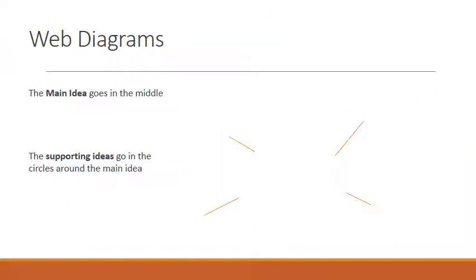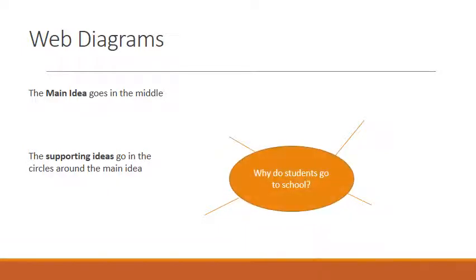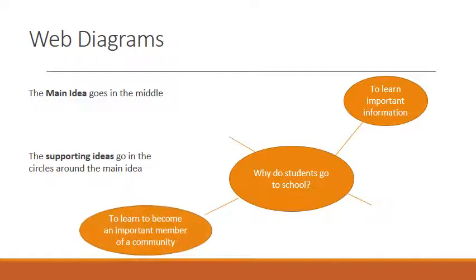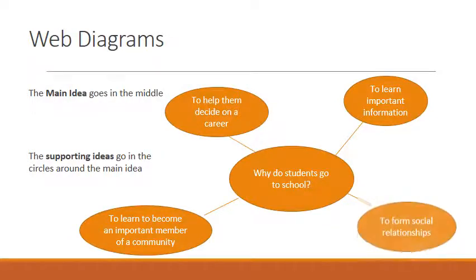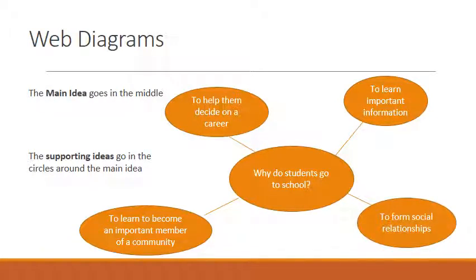When making a web diagram, the main idea goes in the middle. The supporting ideas go in the circles around the main idea. In this web diagram, the main idea is, why do students go to school? The supporting ideas are to learn important information, to learn to become an important member of a community, to help them decide on a career, and to form social relationships.